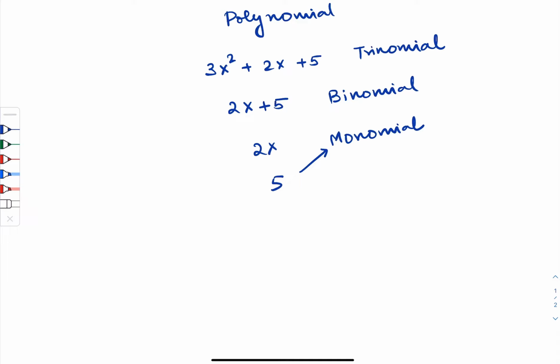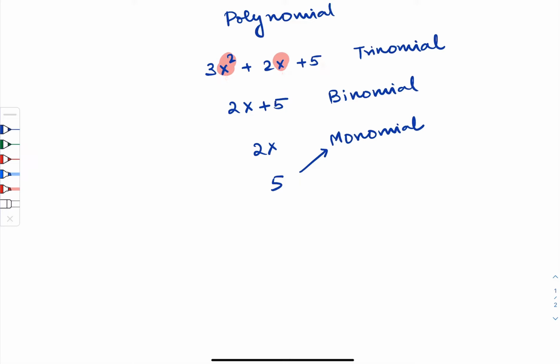Okay, now here's the key to this. The key is you cannot combine the 3 and the 2 and the 5. You cannot add the 3, the 2, the 5. Why? Because they're connected to different variables. Why different? Because this is an x squared, that's an x, and then 5 has nothing beside it.